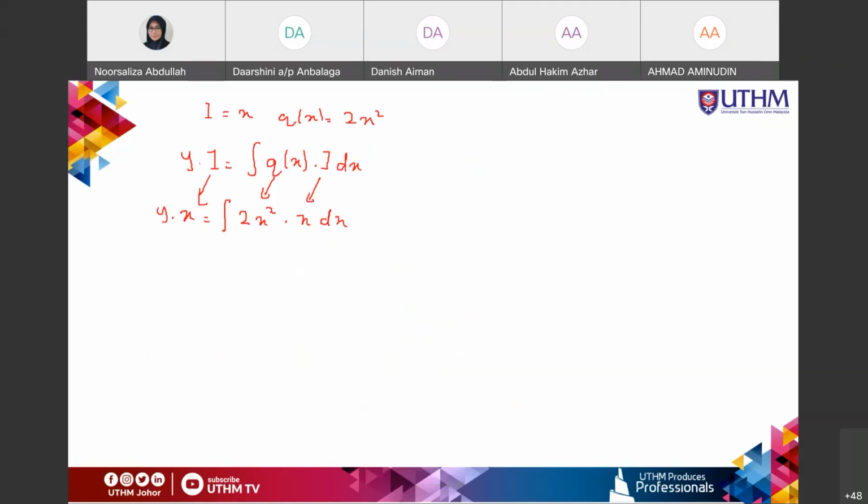Okay, di sini okey lagi? Boleh saya proceed lagi? Boleh, doktor. So equals to integrate 2x square times x, so x power of 3.